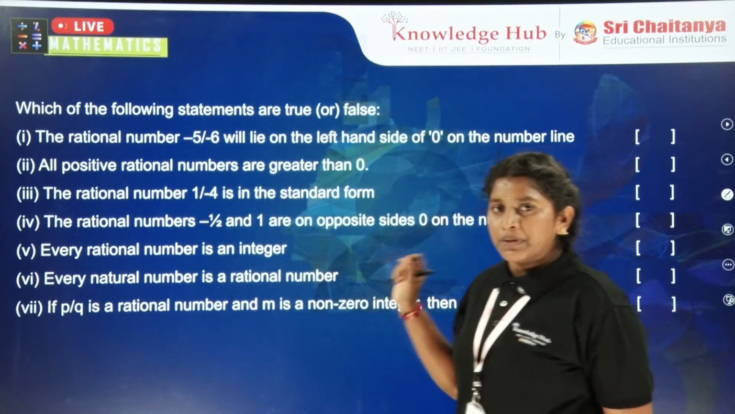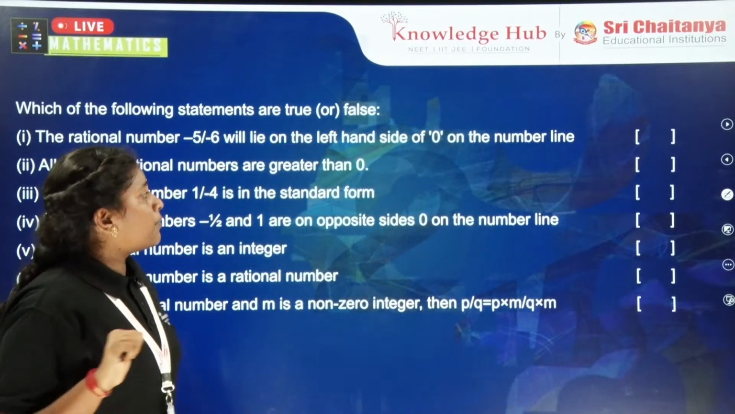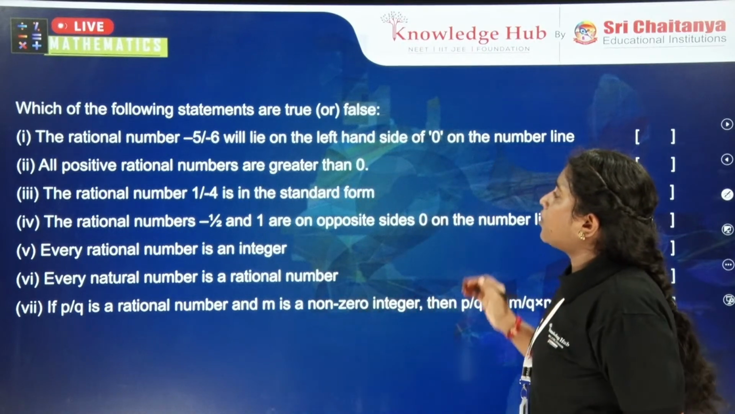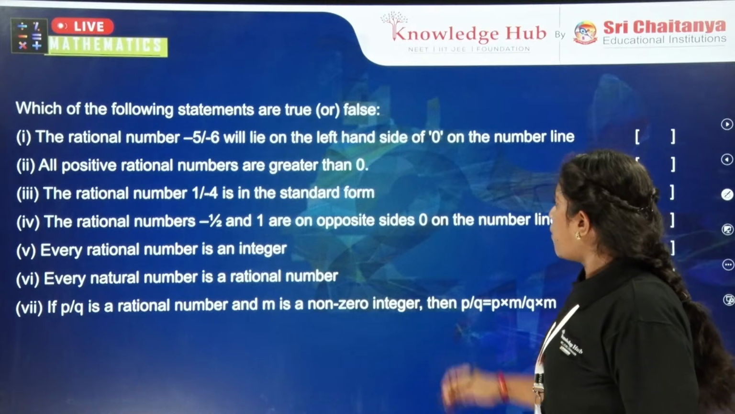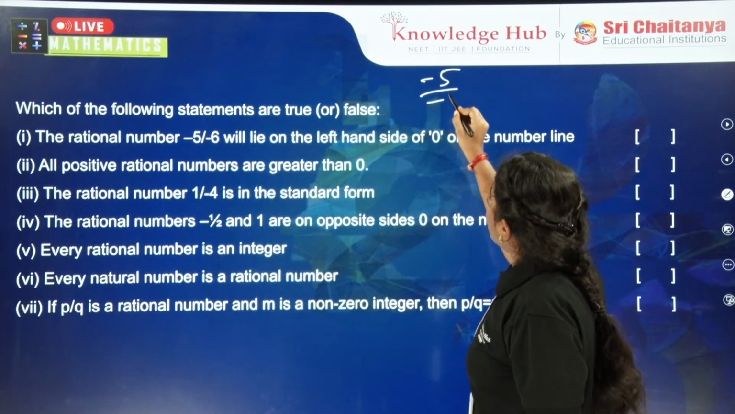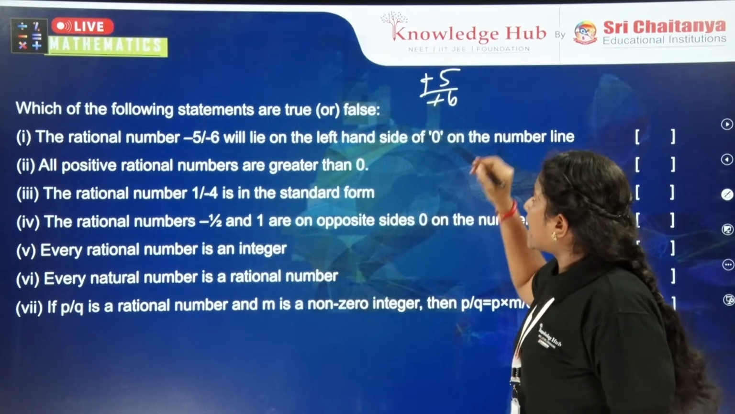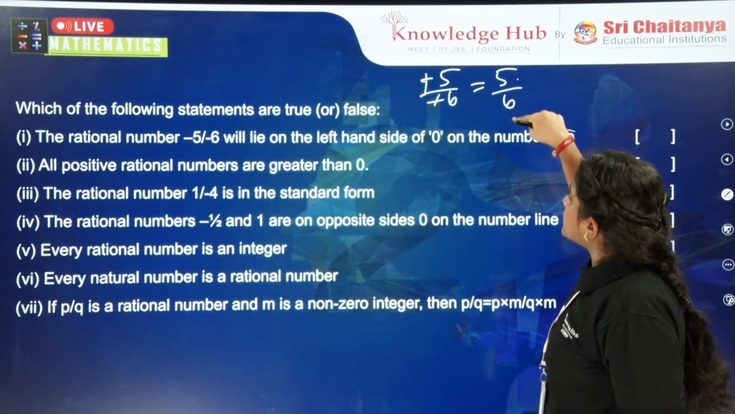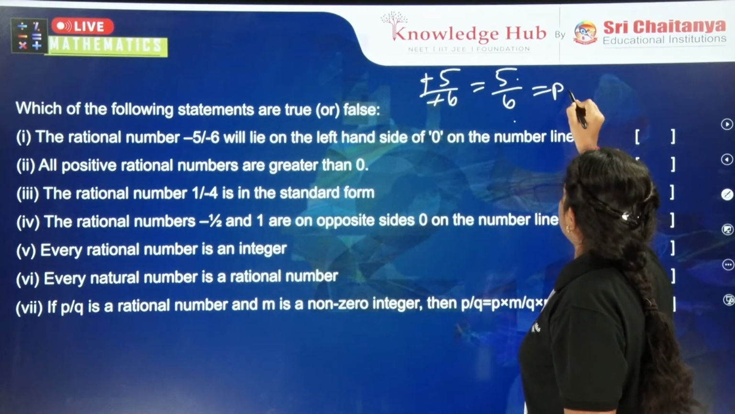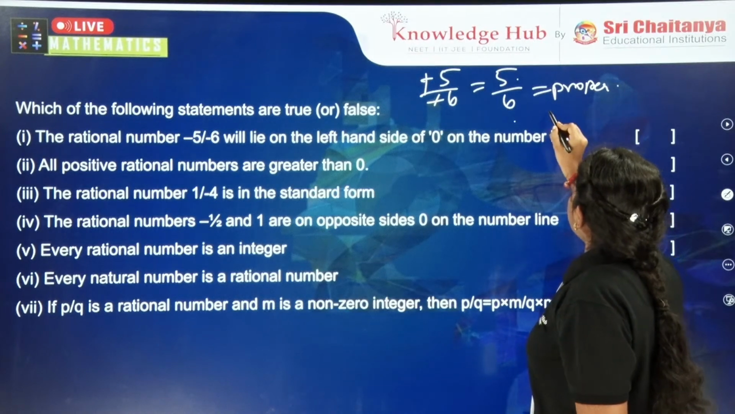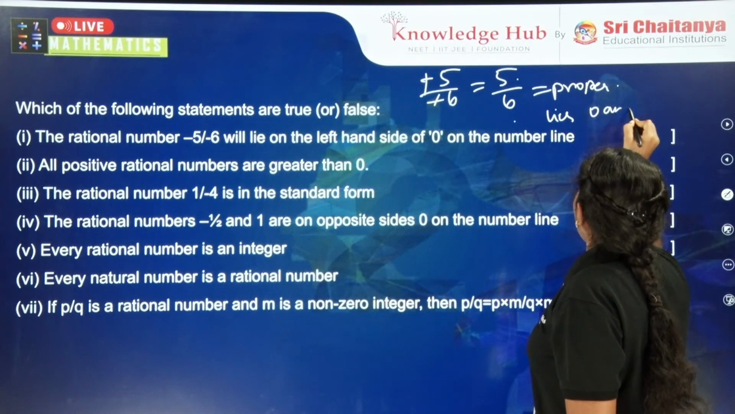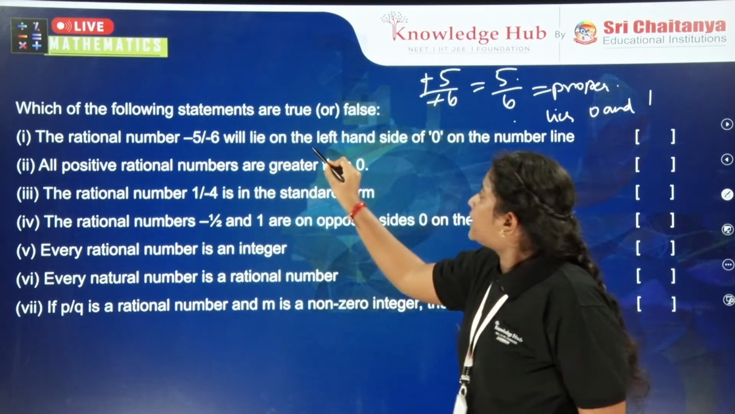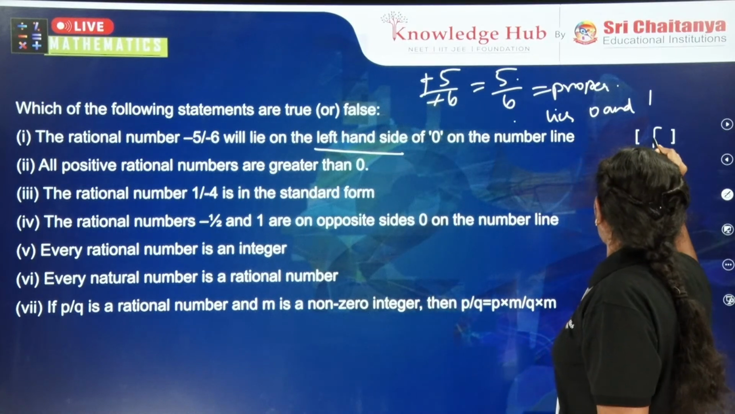Now let's solve some simple questions on rational numbers. Coming to the first one, the rational number -5 by -6 will lie on the left hand side of 0 on the number line. They are giving -5 by -6. Minus and minus will get cancelled, so it will become 5 by 6. If you observe here, the numerator is less than the denominator, so it is a proper fraction. A proper fraction lies between 0 and 1, that is on the +1 side, the right side. But here they gave the left hand side. So it is false.